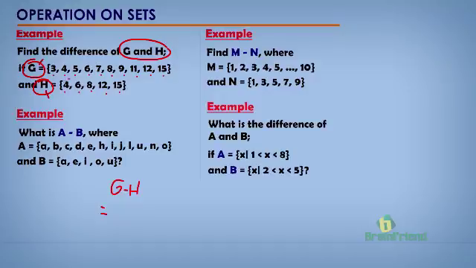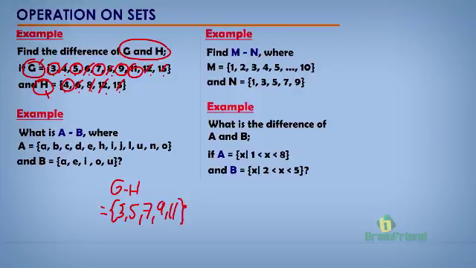Let's quickly do a check. 4 is an element in G. Let's cross that out. 6 crossed out. 8 crossed out. 12 crossed out. 15 crossed out. We would have the elements remaining as 3, 5, 7, 9, and 11. So G minus H is the set that has elements 3, 5, 7, 9, and 11.